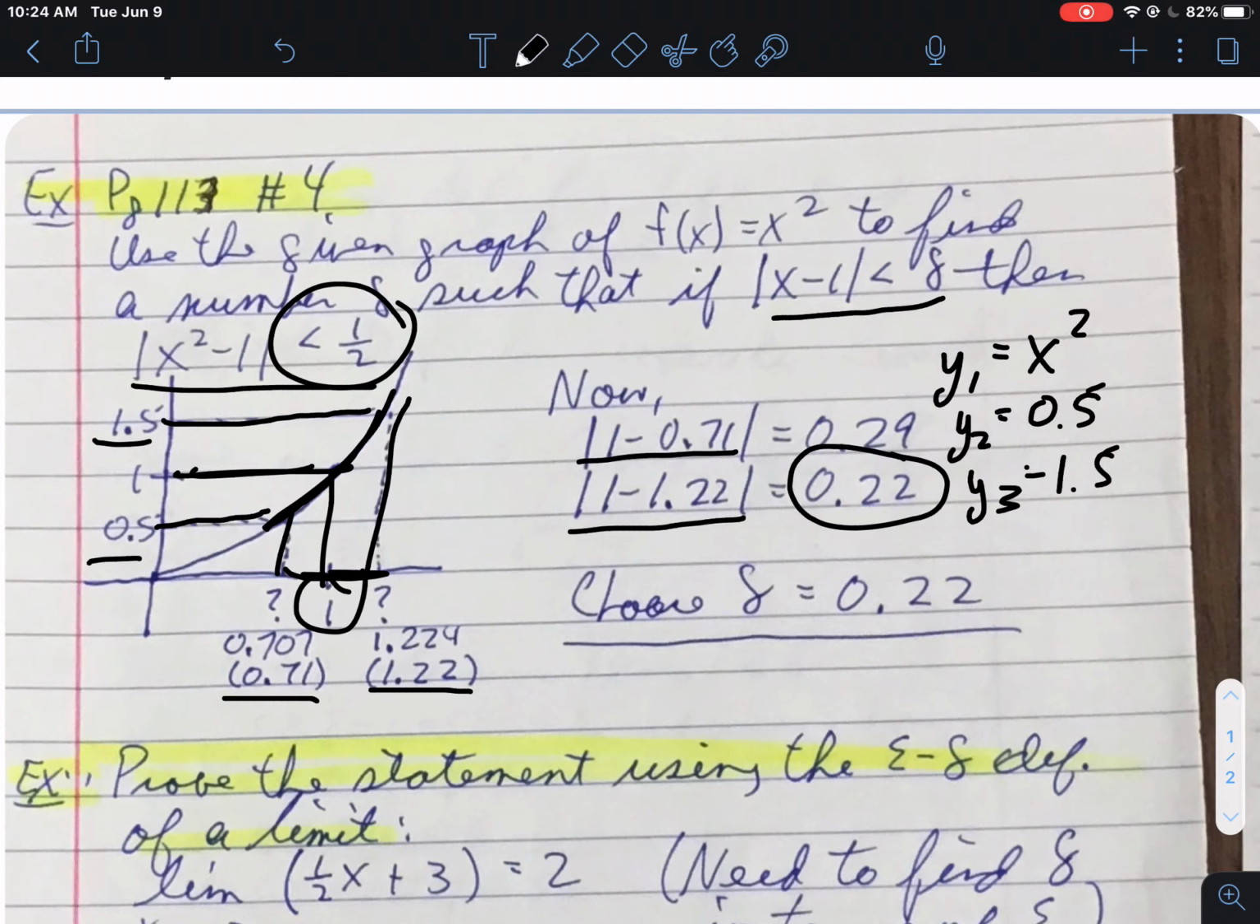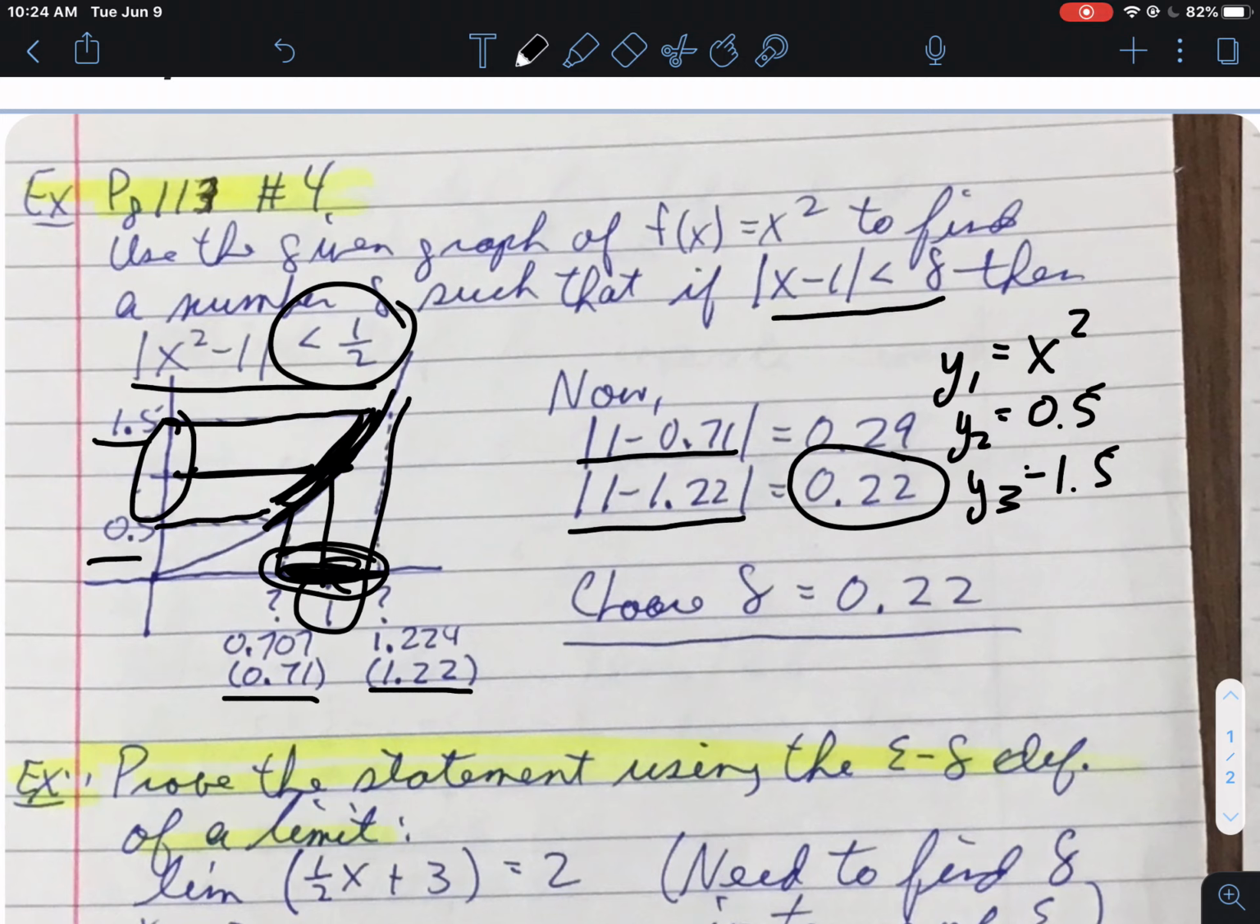Then I guarantee you, if you choose a value that is within 0.22 of 1 in this interval, then I guarantee you will be within this interval on your y values. All right. So again, you're guaranteeing that you're going to be in this part of the graph by choosing x values that are within that interval.